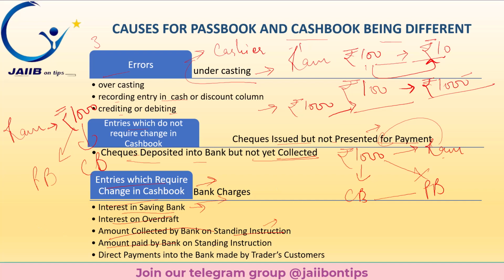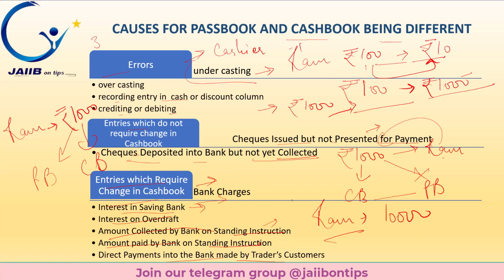Amount paid by the bank on standing instruction, and direct payments into the bank made by traders' customers. Like Ram deposited 10,000 rupees in my account. He didn't tell me and I also didn't know about it. So whenever I check my passbook entries, I get to know that Ram has deposited 10,000 in my bank account. So I will correct my cash book and enter this amount in my cash book also. So this entry will require a change in my cash book.